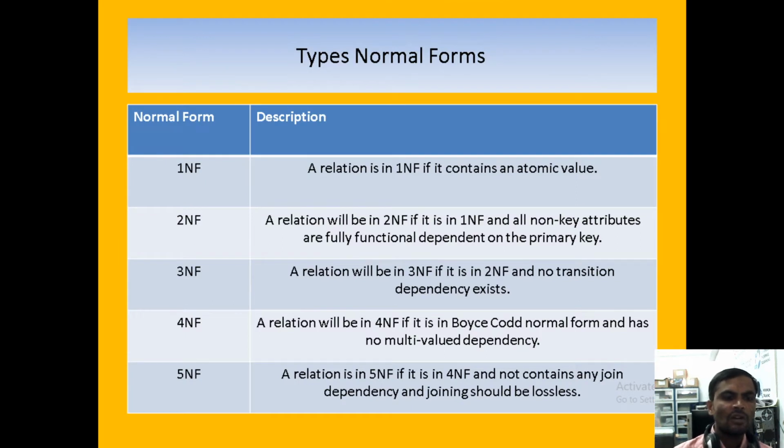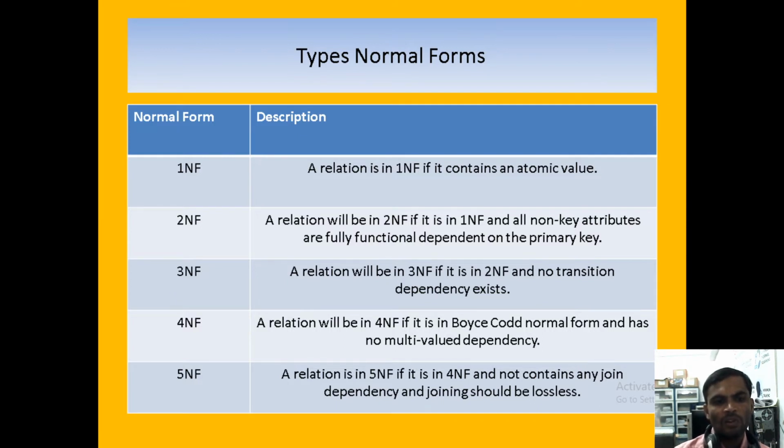Now, the first normal form: a relation is in first normal form if it contains only atomic values. If it contains only atomic values, then only we call it a first normal form.